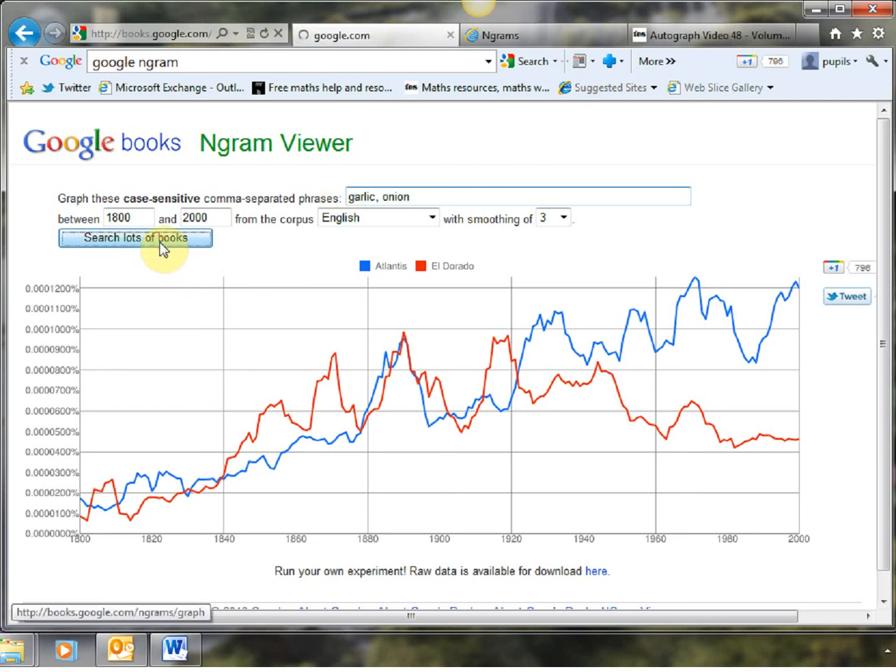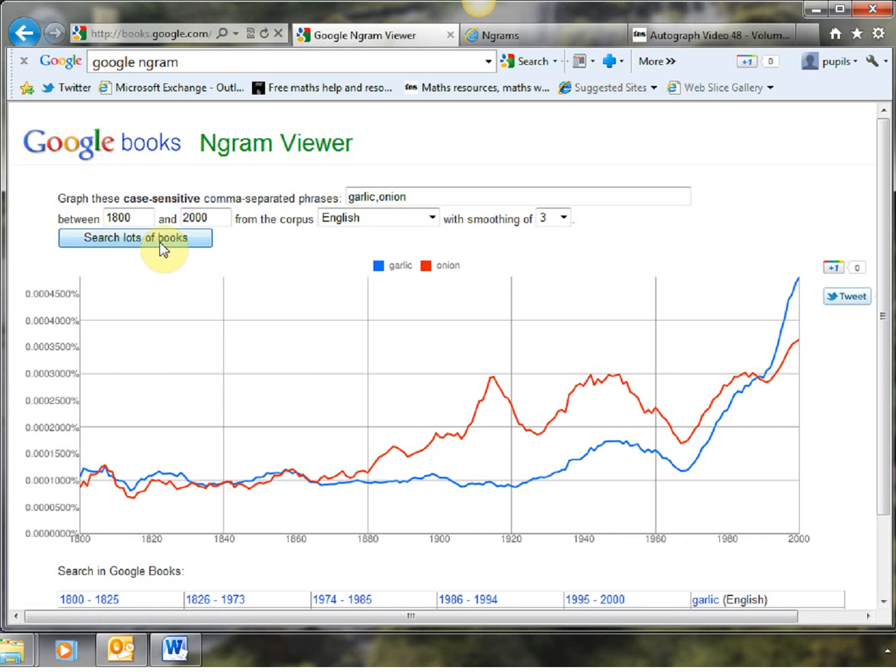Let's have a look at this. Give it a click. Takes a second. So you can see here that onion is leading the way from about 1860 onwards, but then look at garlic come back into its own from about 1990 as people perhaps get a little bit trendy for French foods and all that kind of stuff.